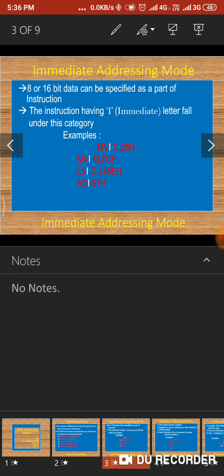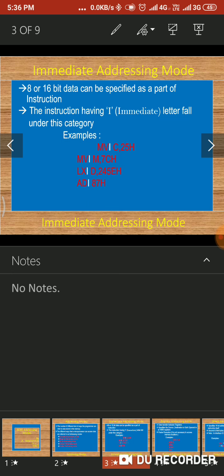The next addressing mode is direct addressing mode. We know that the 8085 microprocessor has 8-bit data and a 16-bit address. Direct addressing mode means the address will be directly specified in the instruction itself with the 16-bit address. An example of a direct addressing mode instruction is LDA 2000. Here the 2000 is an address.